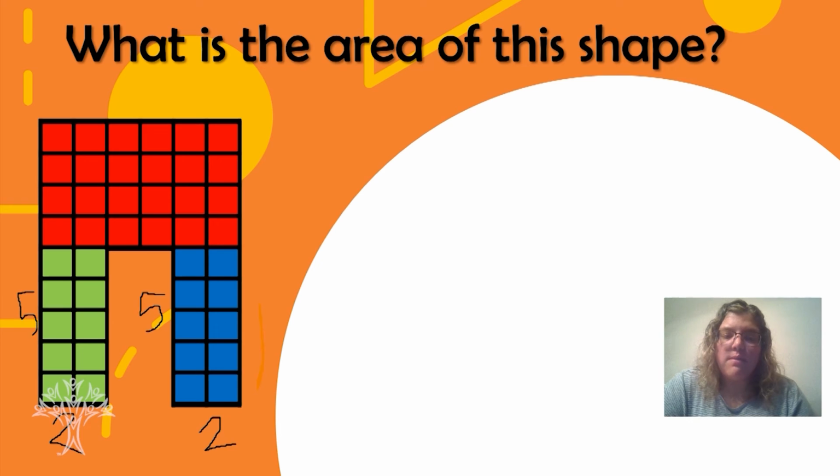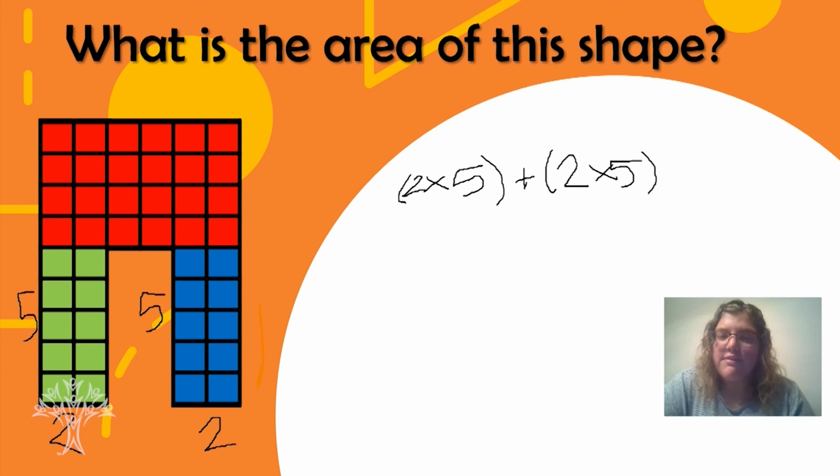So when I write out that equation, I'm going to have 2 times 5 plus 2 times 5. And then I have that top part that's red. And I see that it's 4 tall, and this one is 6 wide. 1, 2, 3, 4, 5, 6. So that last one is going to be 4 times 6.